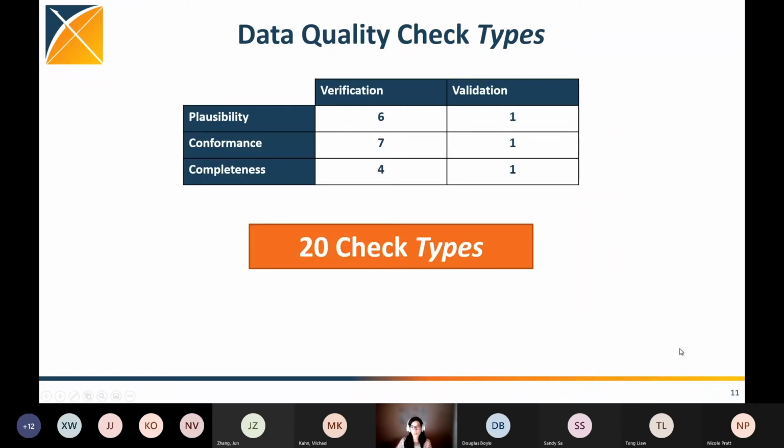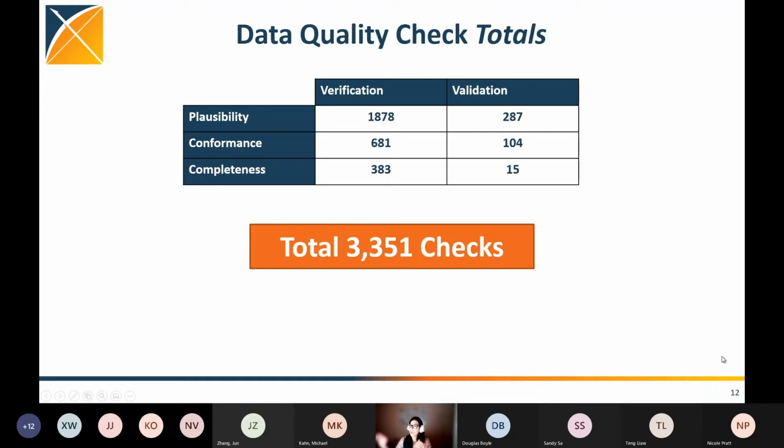So we started with these 20 different check types. And when we actually defined all of these checks using this tool that we've developed to swap these values in and out, we ended up right now with about 3,351 different unique checks that can be run against a single OMOP CDM instance or database.